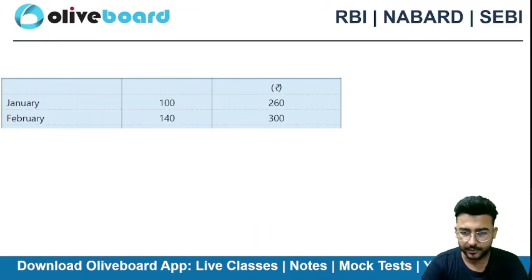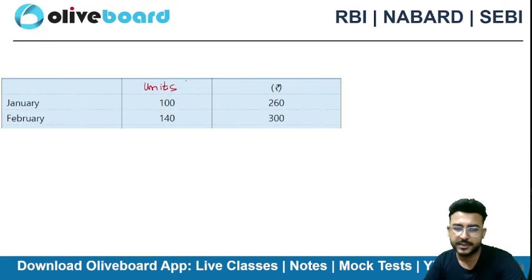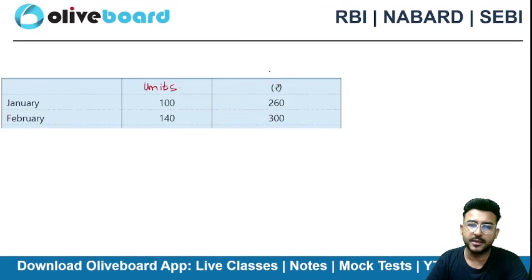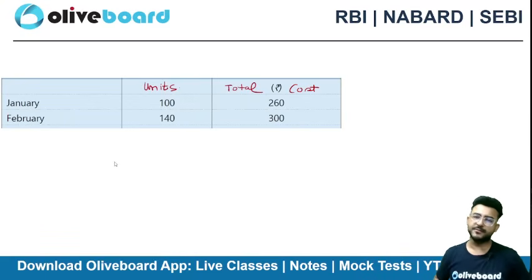Now, guys, have a look at this particular question. Let's suppose this is the number of units I am manufacturing. In January, I am manufacturing 100 units. In February, I am going to manufacture 140 units. And this is the total cost that I am having, which is inclusive of variable as well as fixed cost per unit.